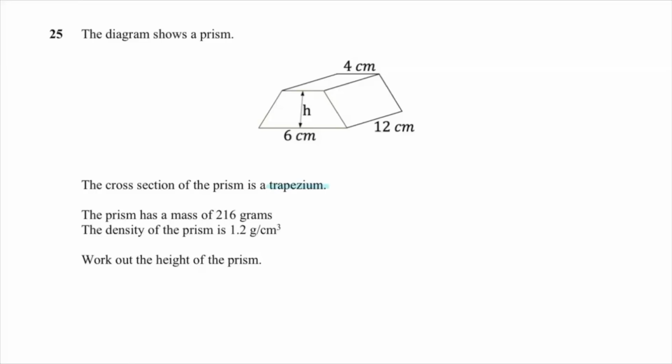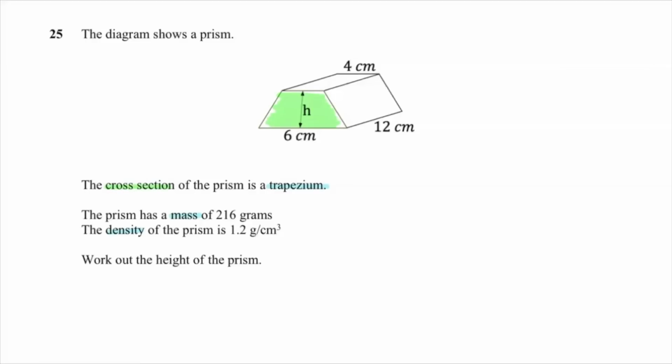Prism has a mass and a density. So that's alluding to mass, density, volume. And we're being asked to find the height of the prism. Now, the height of the prism is in the trapezium and is part of the cross section. So that cross section is also key.